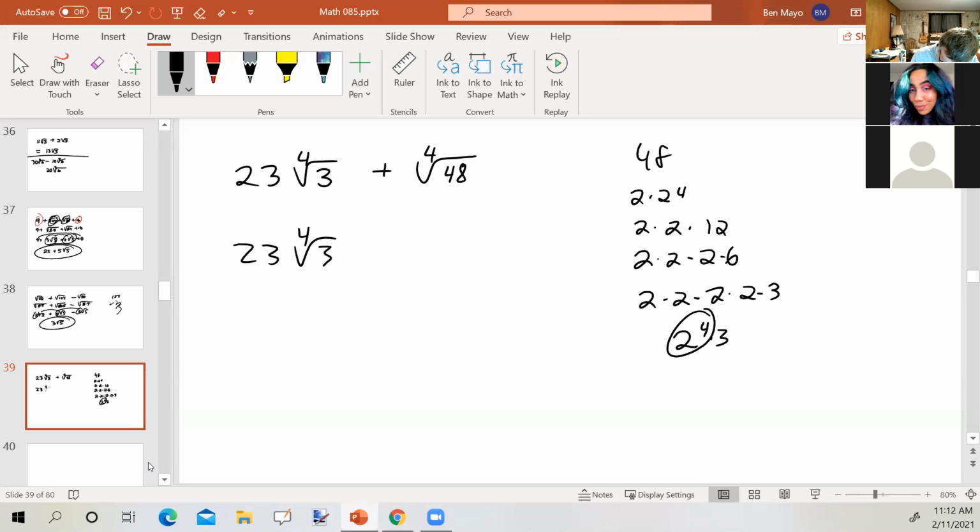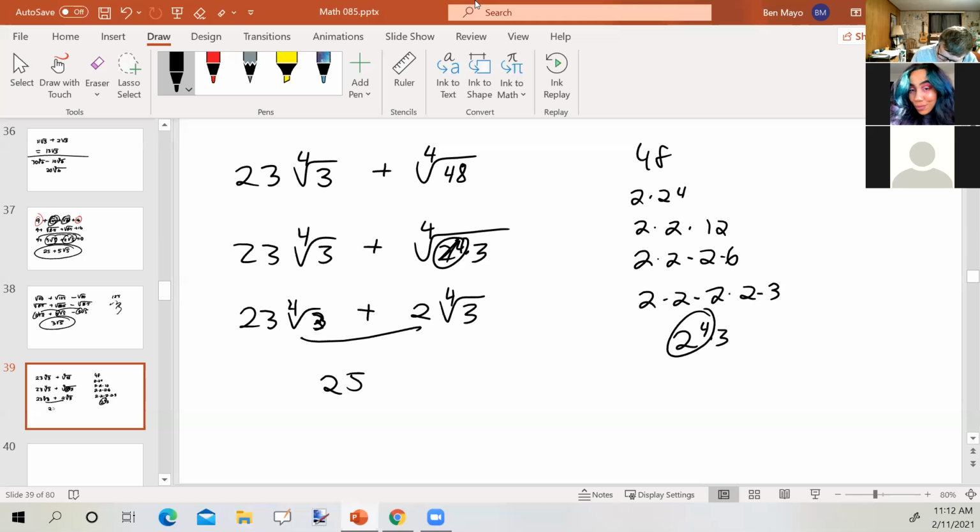Aha. So this would be 23 fourth roots of 3 plus the 4th root of 2 to the 4th times 3, which is 23 fourth roots of 3 plus, what's the 4th root of 2 to the 4th? It's 2 outside. Okay, so the 4th root of 2 to the 4th is 2 on the outside. Now I've got like radicals. 23 of something plus 2 of something is 25 of the something, and the something being the 4th root of 3.